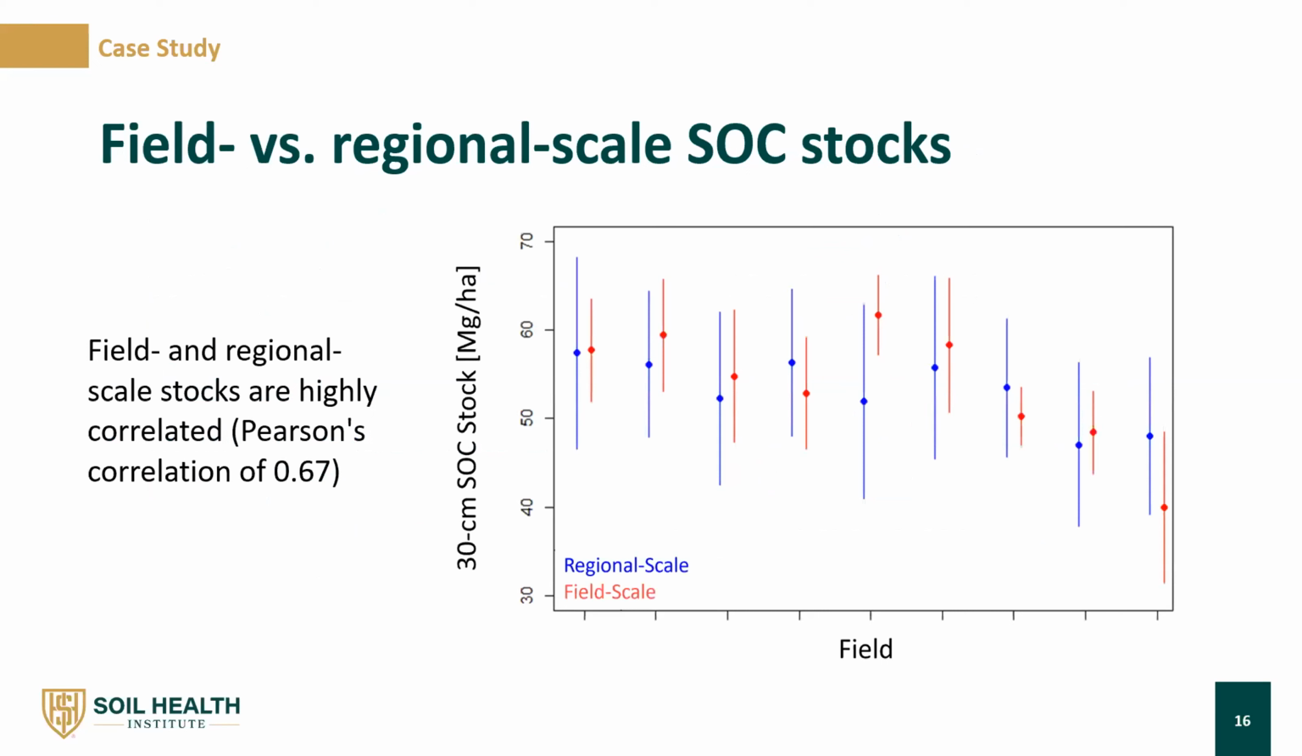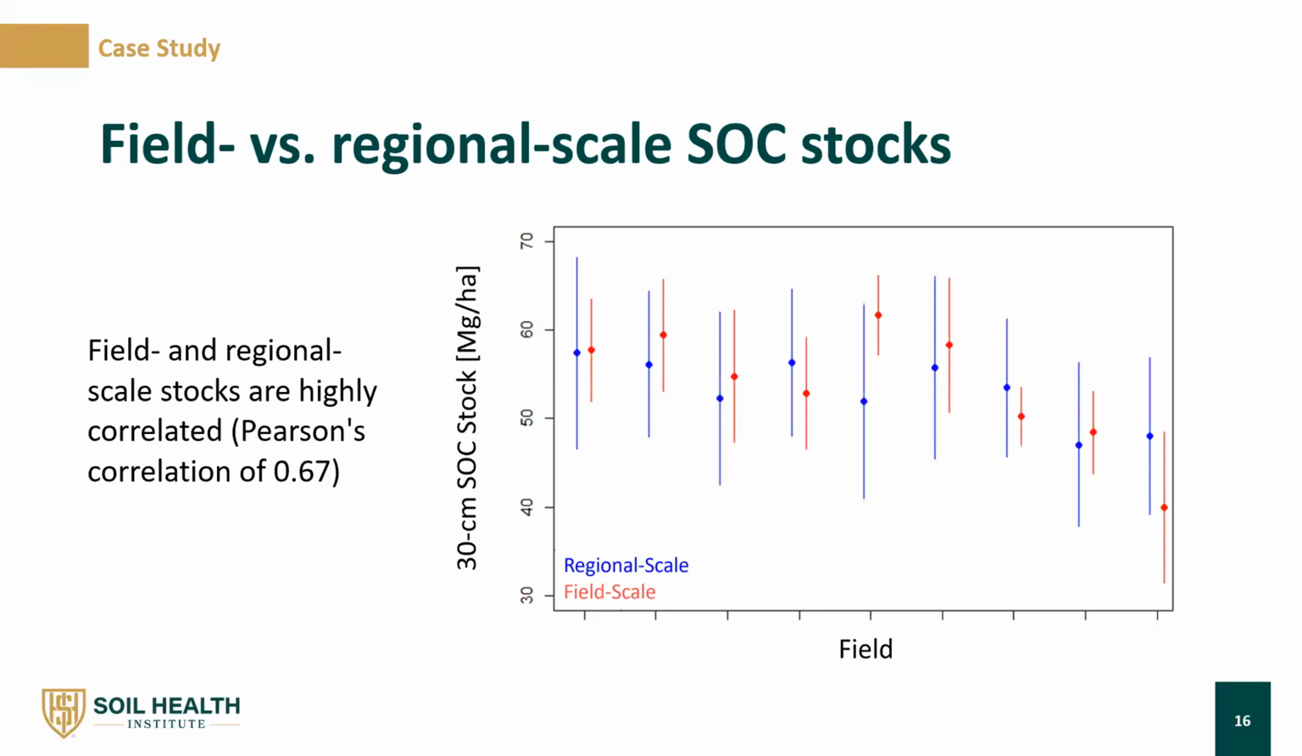So based on those two approaches, for each of our 9 fields where we have field level stocks, we estimated the stocks using our regional sampling approach and our field level sampling approach. So the graph you're looking at here represents the stocks and the stock uncertainties for each of those 9 fields. The blue dots and lines represent stocks estimated using the regional scale approach, and the red dots and lines represent the field scale sampling approach. So you can think of the blue as the innovative, new, larger regional perspective. The red is the tried and true, well constructed, well thought out. Well, they're both well constructed and well thought out, but it's the well established method.